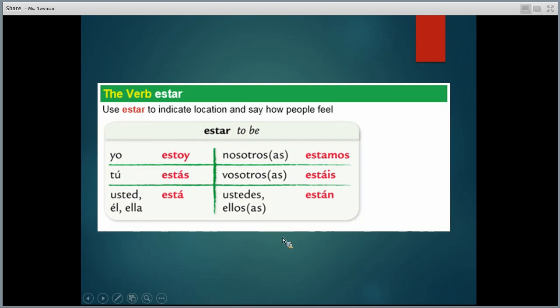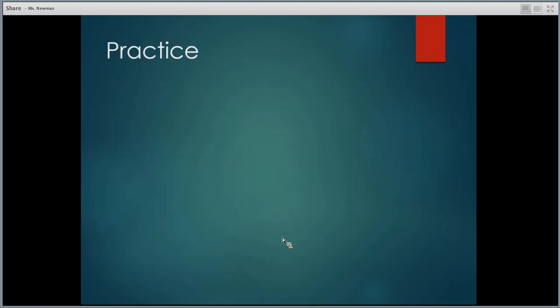Okay, you will use the verb estar starting here and throughout the rest of Spanish, so this is an important one to learn as well. Let's go ahead and do some practice. Okay, using estar. Remember, estar is a temporary condition.